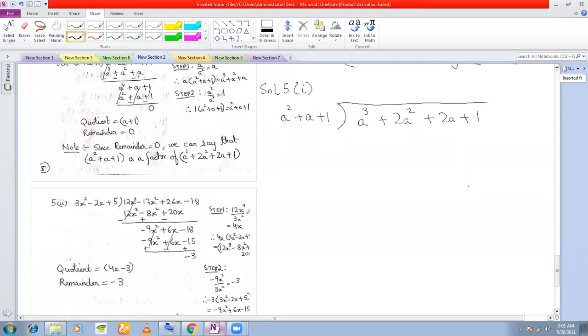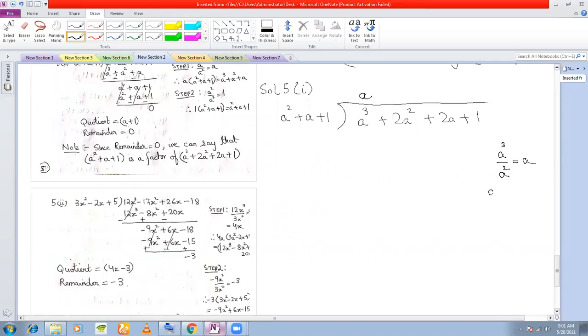Take the leading term. What is the leading term of the dividend? a cube, right? And take the leading term of the divisor, a square. So you get simply a. This plus a that you are getting, you write on top, right?